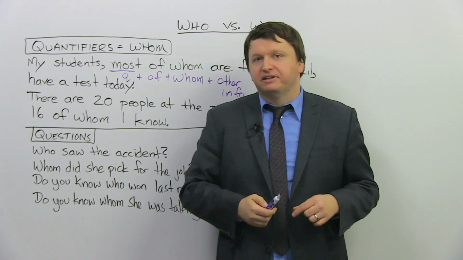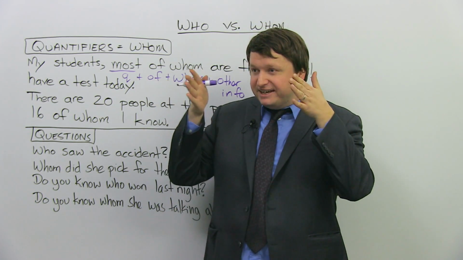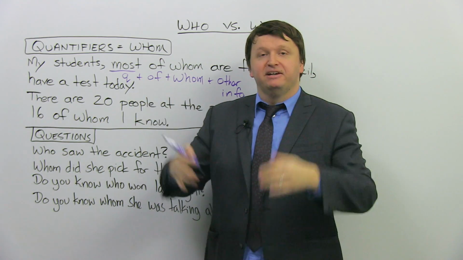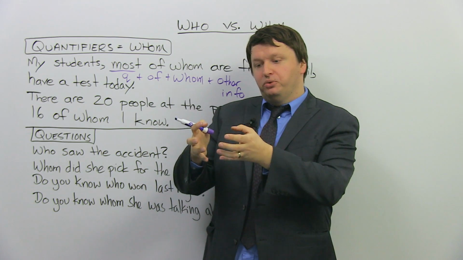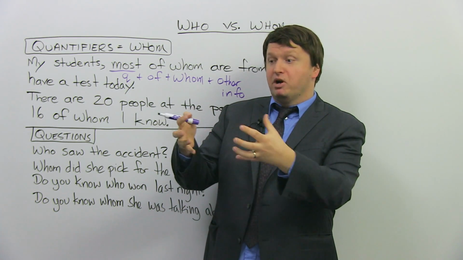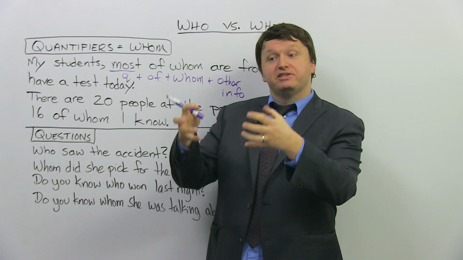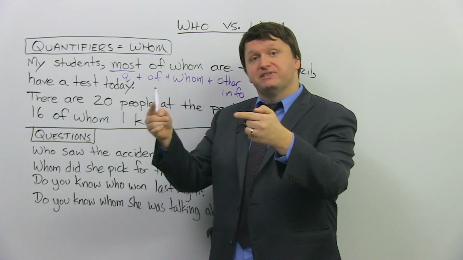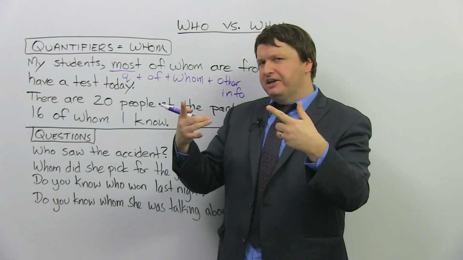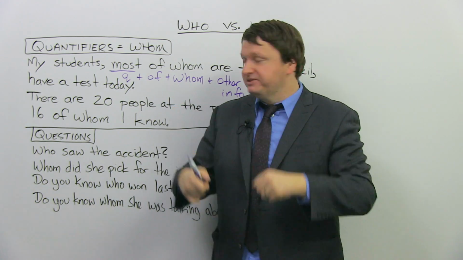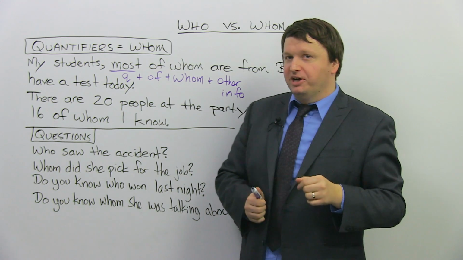Who saw the accident? You're asking a question about who saw, who did the action of seeing. So here, it's obvious, you must use who because the who, let's say his name is Marcus, and I say Marcus saw the accident. Marcus is the person who saw the accident. He did the action. So in the question, who did the action? Who saw the accident?